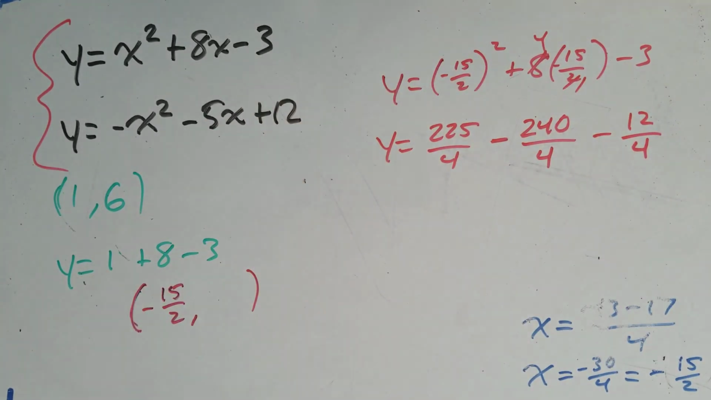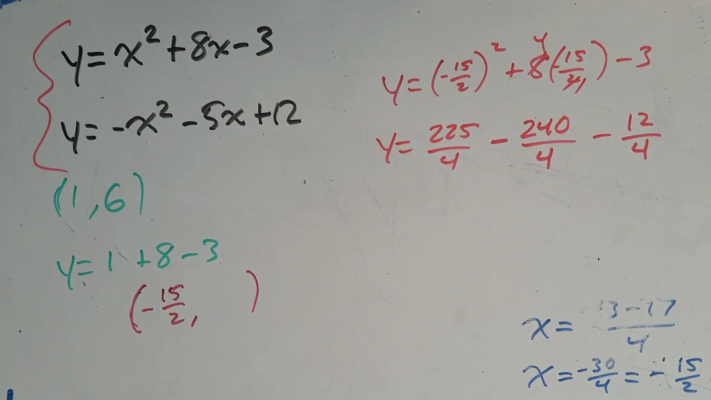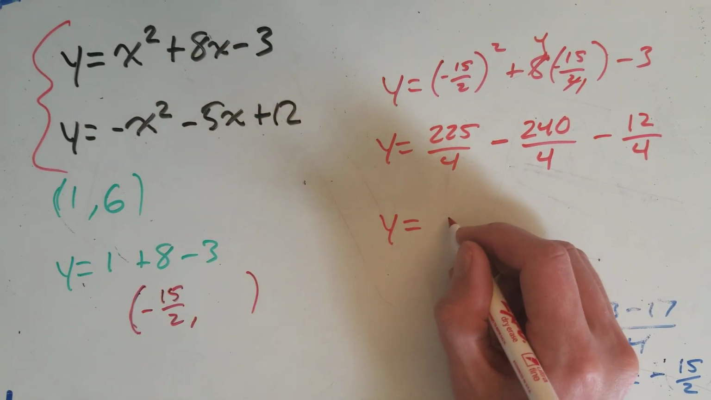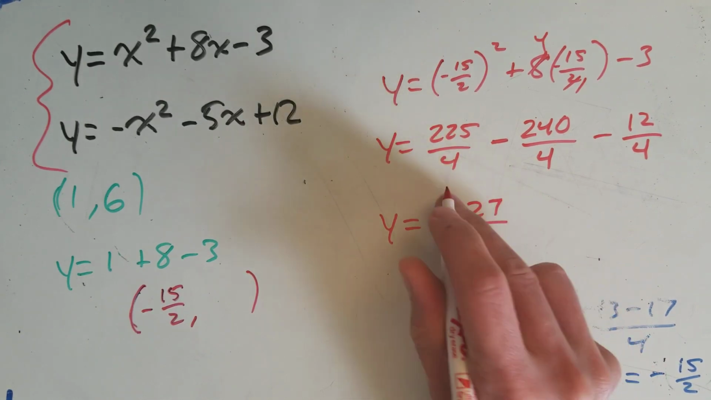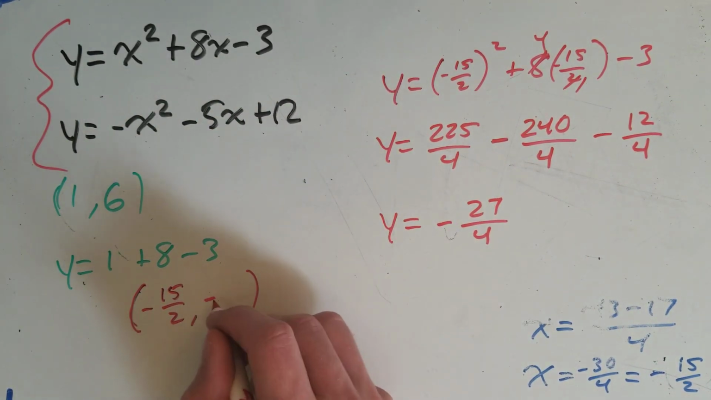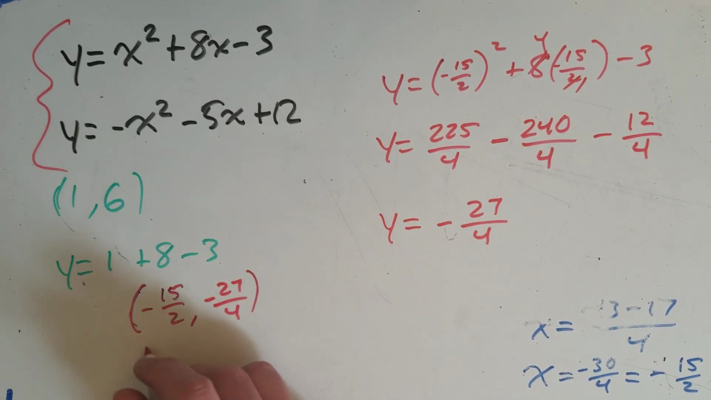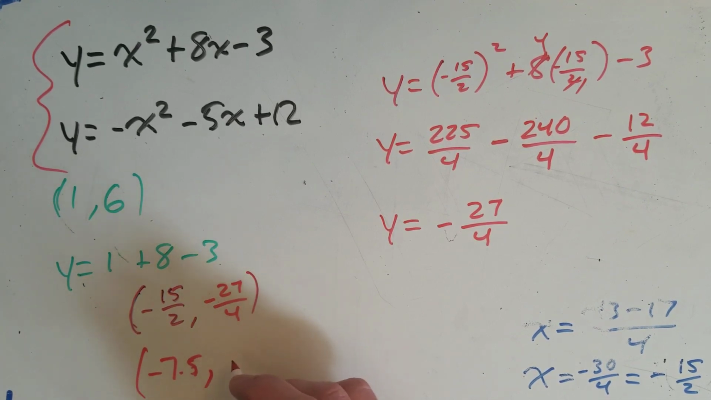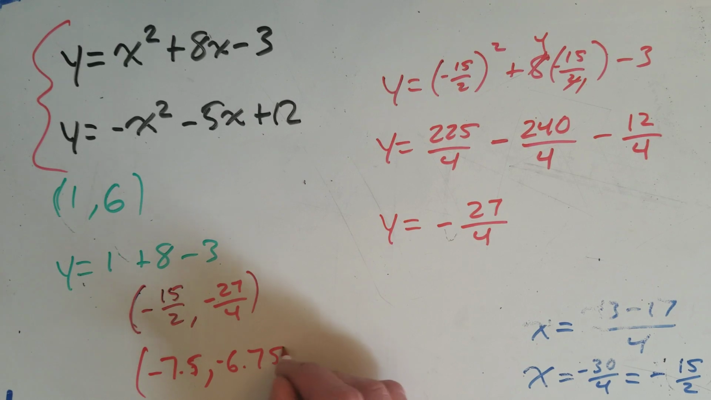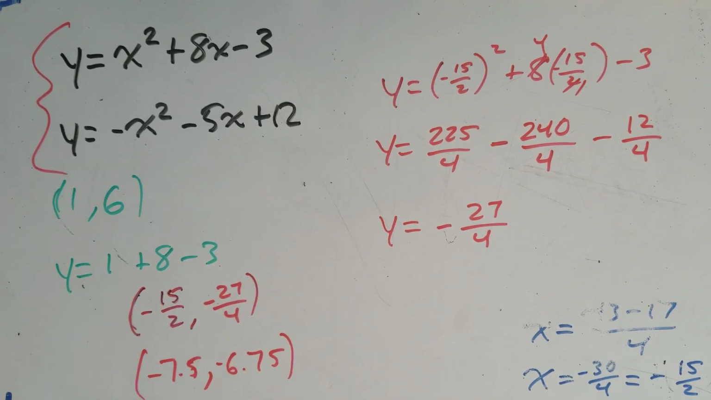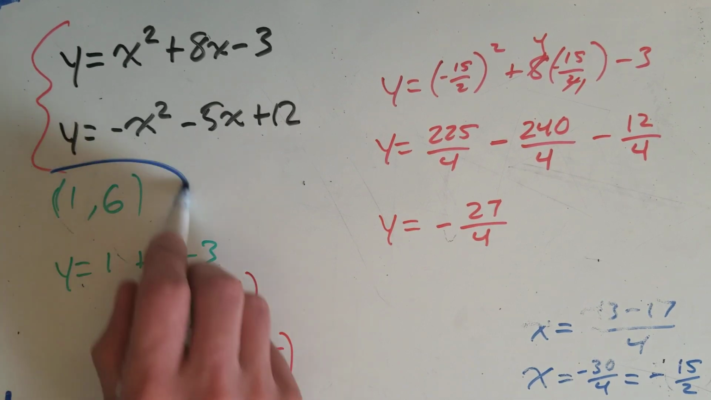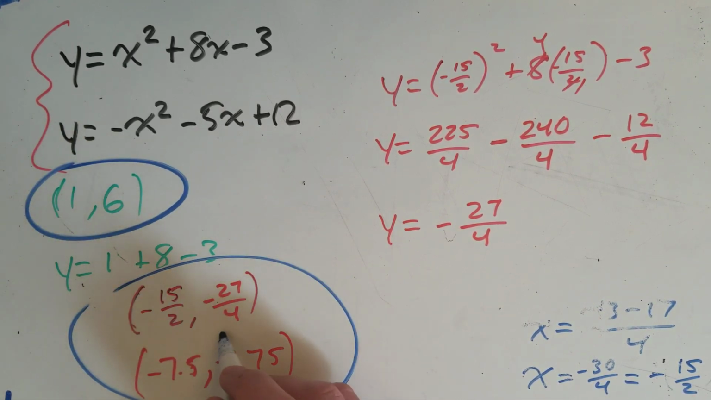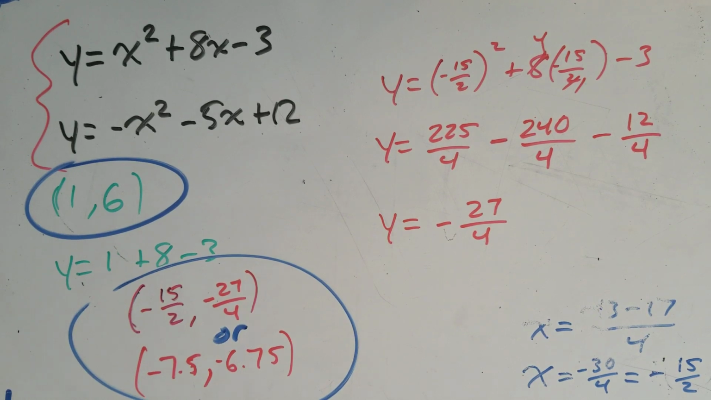So when we go ahead and do this, 225 minus 240 minus 12, we're going to end up with y equal to negative 27 fourths. So here's our y value for our corresponding x, and if we did decimals, it would be x of negative 7.5 and y of negative 6.75. Those would be the decimal values here. But those are our points of intersection: (1, 6), which is a little bit nicer, and the other one. Alright, and that's all we have for the day. Go ahead and try some of these on your own. Have a nice day.